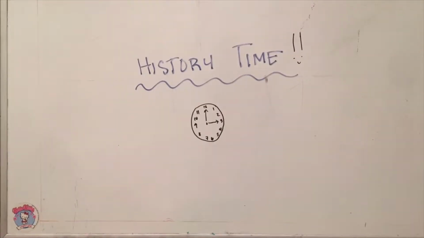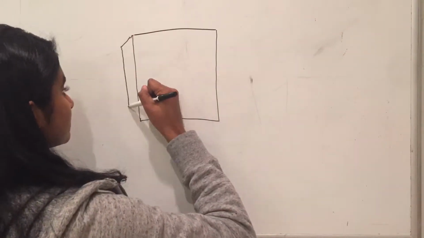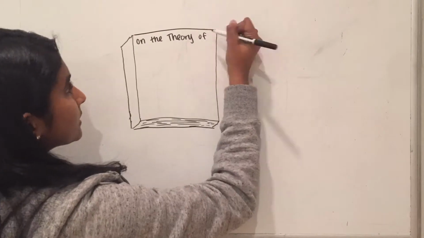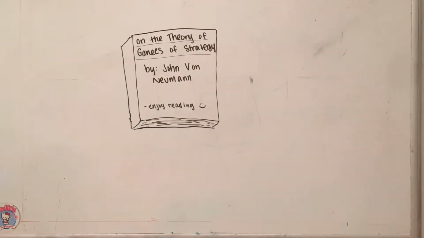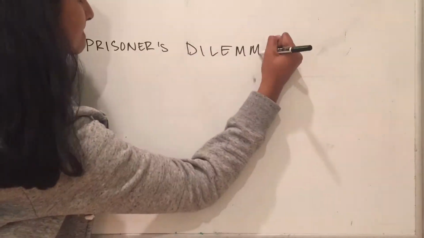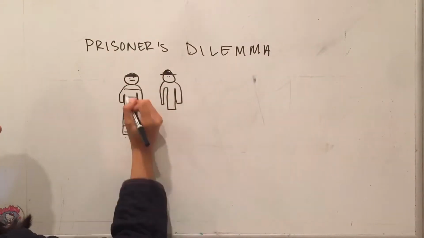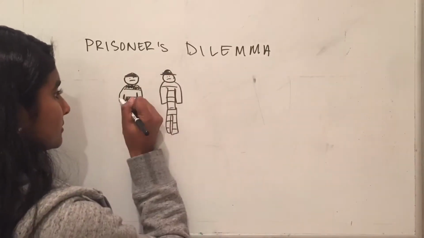History time! Game theory began to emerge in its current form in the early 20th century, with the publication of John von Neumann's On the Theory of Games of Strategy. In 1950, the first mathematical discussion of the prisoner's dilemma appeared, and an experiment was undertaken by notable mathematicians Merrill M. Flood and Melvin Dresher.